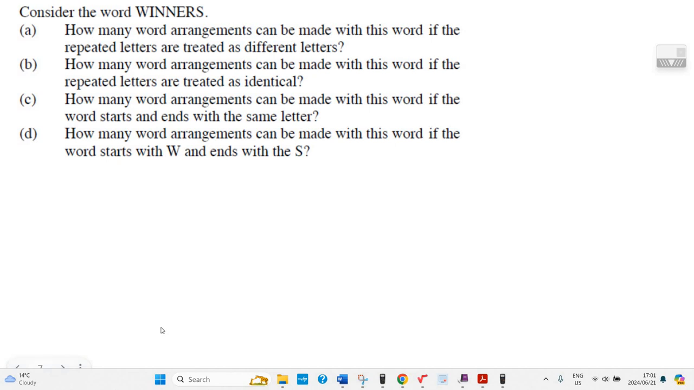Okay, this is actually question 5. There's a series of questions, 5 questions that go along with this stuff. This is question 5, and this is how you do it. How many word arrangements can be made with this word if the repeated letters are treated as all different letters? Well, count them up. 1, 2, 3, 4, 5.